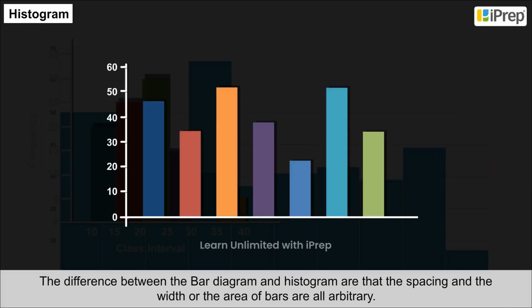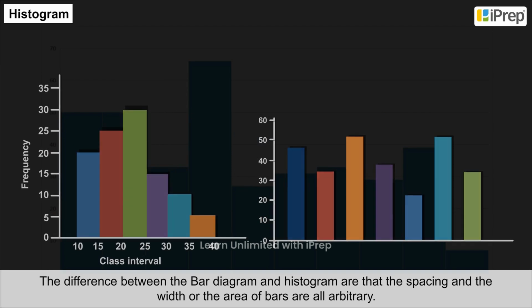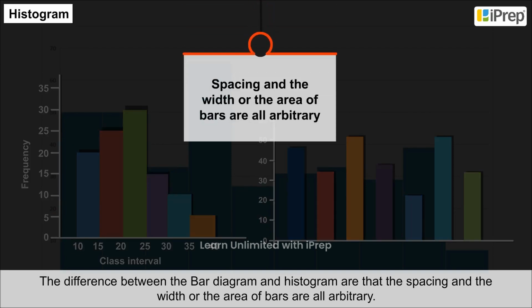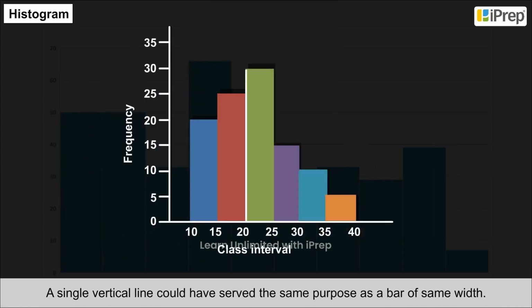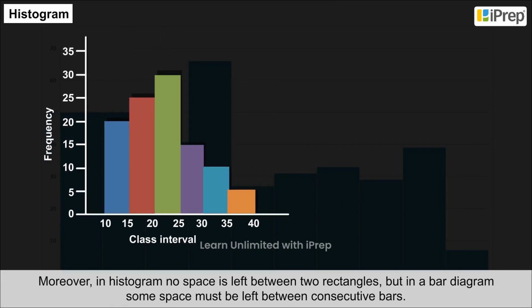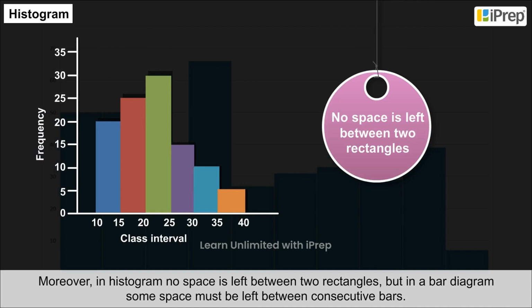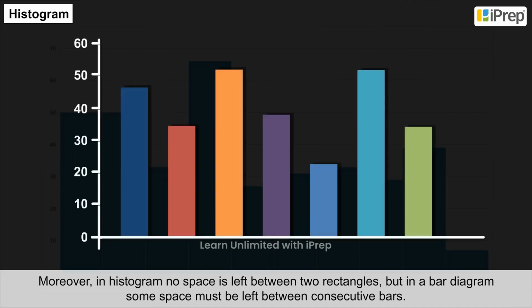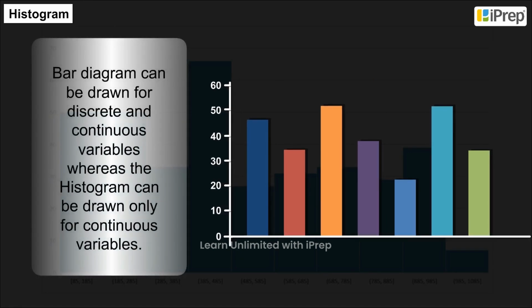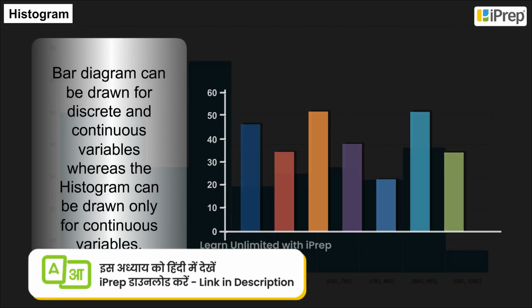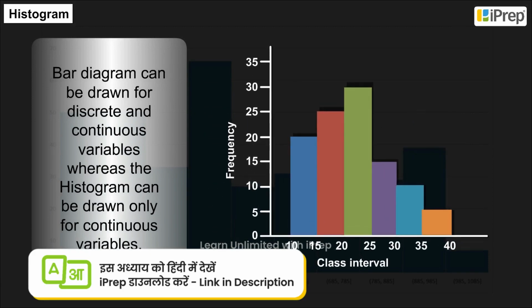The difference between the bar diagram and histogram is that the spacing and the width or the area of bars are arbitrary. A single vertical line could have served the same purpose as a bar of the same width. Moreover, in a histogram, no space is left between two rectangles, but in a bar diagram, some space must be left between consecutive bars. A bar diagram can be drawn for discrete and continuous variables, whereas the histogram can be drawn only for continuous variables.